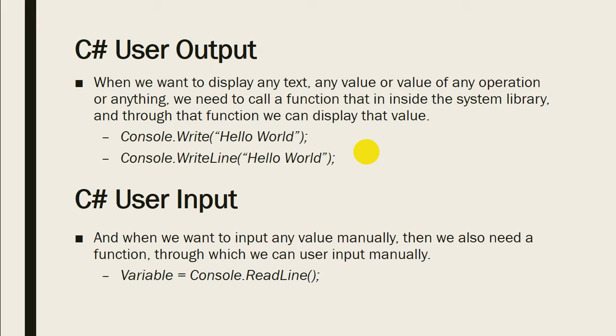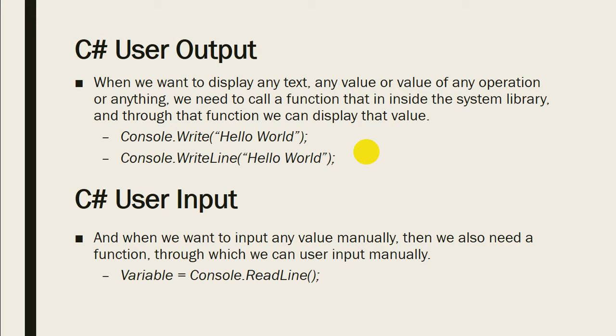What user output basically means is, for example, we want to display any text, any value of any variable, or the result of any mathematical operation during our program execution. How can we do that? For that we need these functions: Console.Write and Console.WriteLine. What is the difference between these two? I will show this in the program during coding.